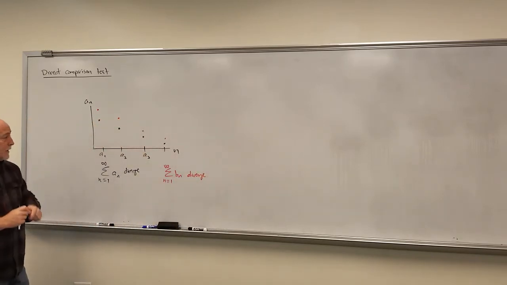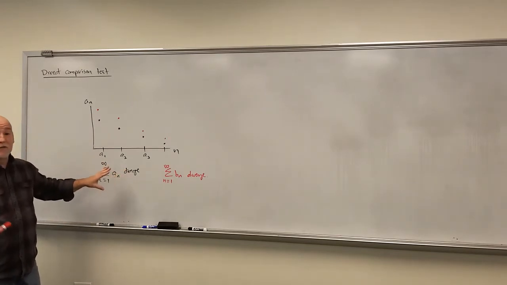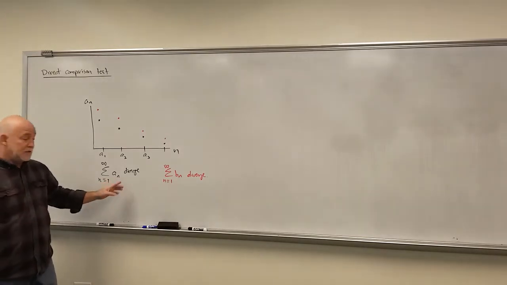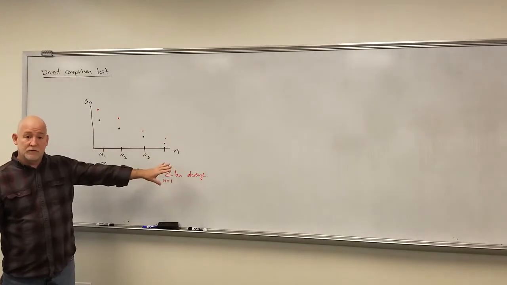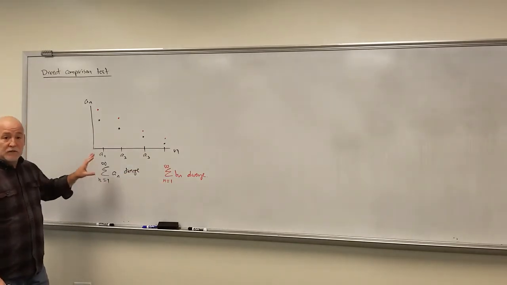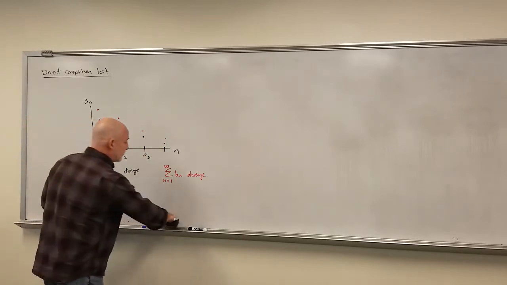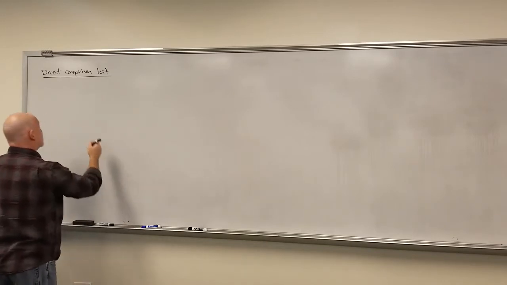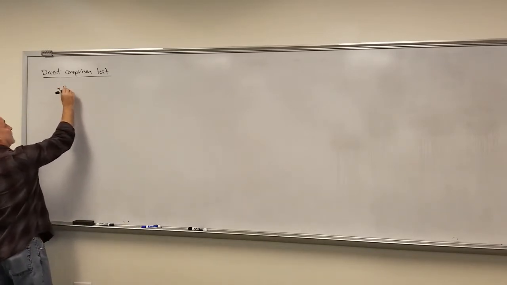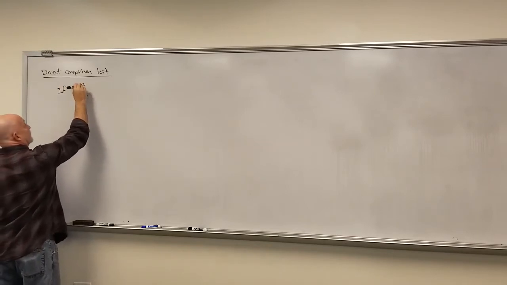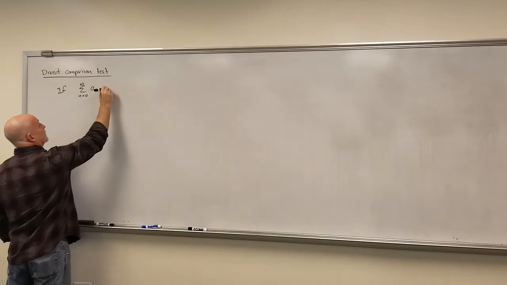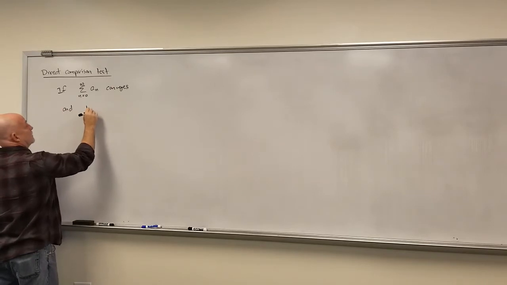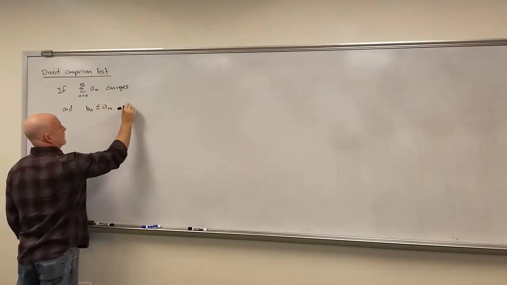Okay, so here's the idea. We're going to take a look at our original series, and we're actually going to guess, does it converge or diverge? If we think it's convergent, then we have to show that each term here is smaller than our convergent series. If we think it's divergent, then we have to show that each term is bigger than our divergent series. So let's go ahead and put that into words real quick. So let's say the sum n equals 0 to infinity of a sub n converges, and b sub n is less than or equal to a sub n for some n.